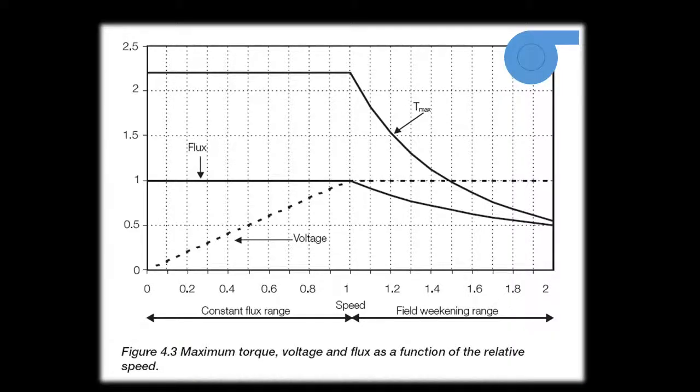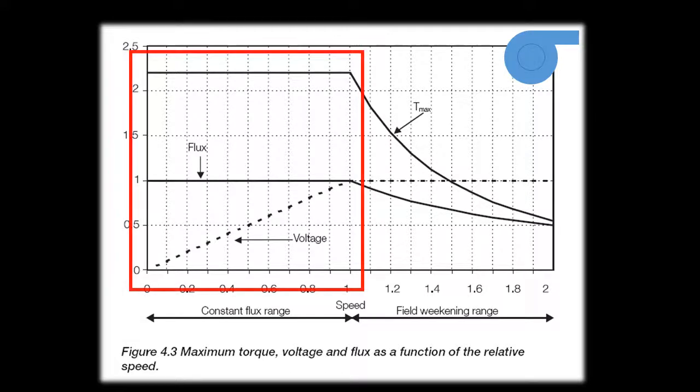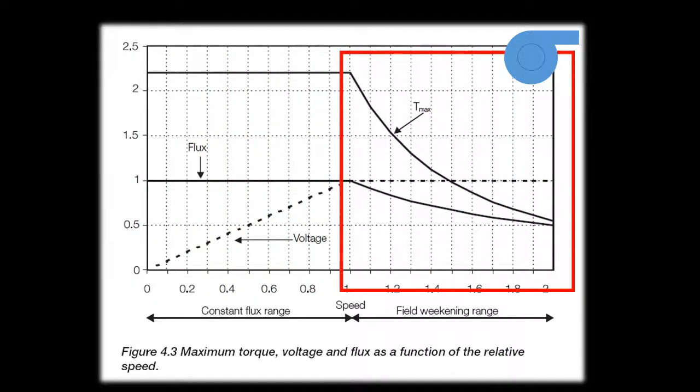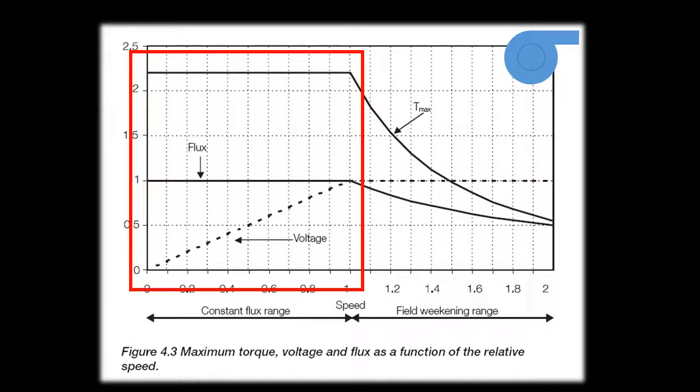A motor's torque-speed relationship can be broken into two defined regions: the constant flux range, seen here as the flat regions of torque and flux, and the field weakening region, seen here with the torque and flux decaying away. In the constant flux range, a constant torque can be maintained by keeping the voltage-frequency ratio constant, according to the previous equation. Using a motor in this region can provide a process with VSD motor control while maintaining a constant torque.